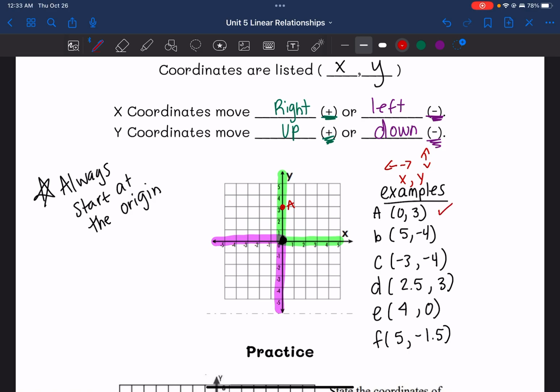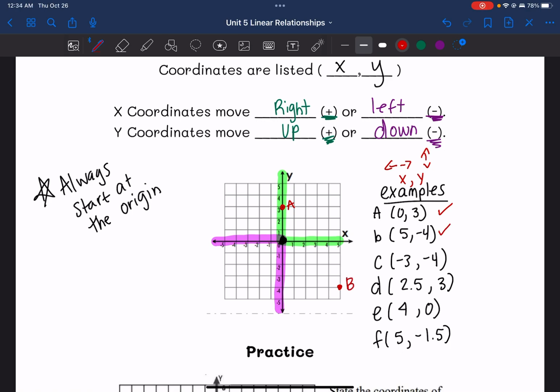Okay, now let's look at B. B is going to be 5 and -4. We do have an X value, so I'm going +5. That means I'm going to be in the green. So 1, 2, 3, 4, 5. And then at 5, I have to go down 4 because it's negative. So 1, 2, 3, 4. So right here is going to be B.